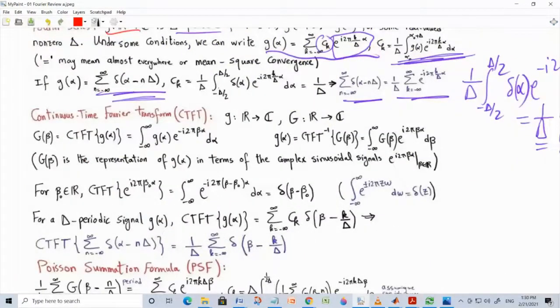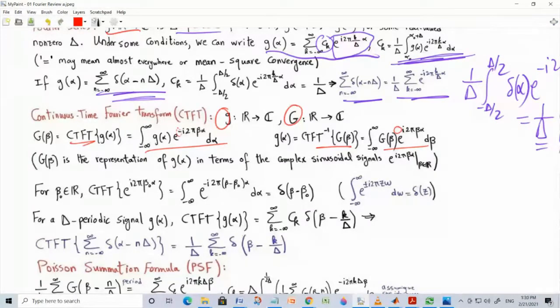The continuous time Fourier transform is a relationship between two functions. Each function, here small g and big G, is defined on a domain R, and the function is complex valued. So for each of those functions, the domain is R and the codomain is the set of complex numbers. The CTFT is given by this integral. The inverse CTFT is given by that integral. See here, the difference is that we have a minus sign here and a plus sign here.